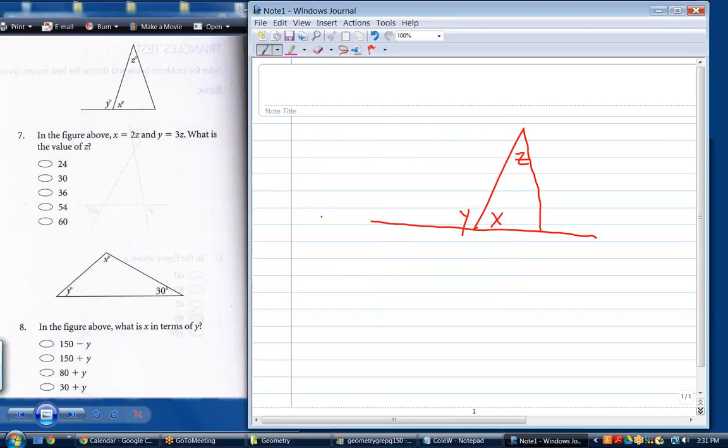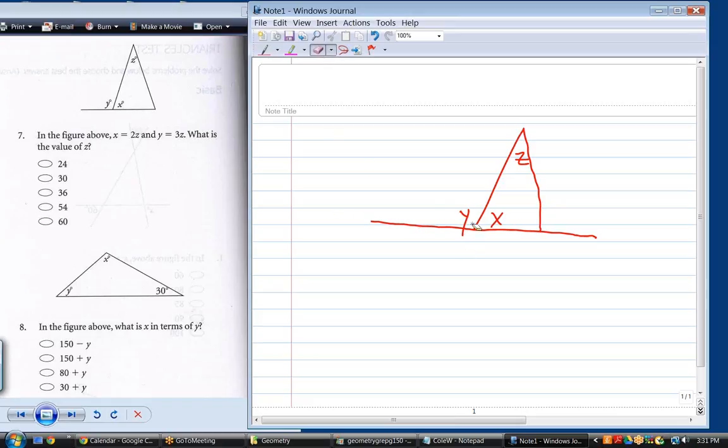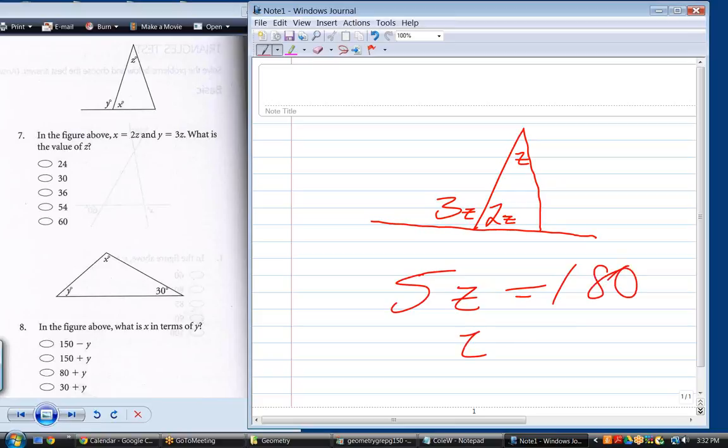Hold on one second while I change this. Okay. So if I go up here, let's make it easier. There's y, which is 3z, and there's x, which is 2z. What kind of an equation can you write now? 180 equals 5z. 5z equals 180, so z equals 36.